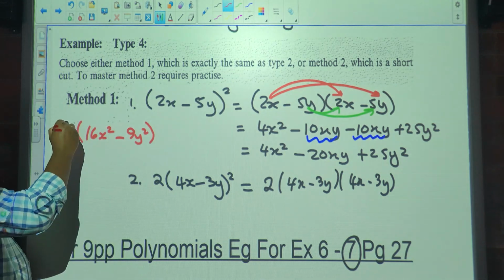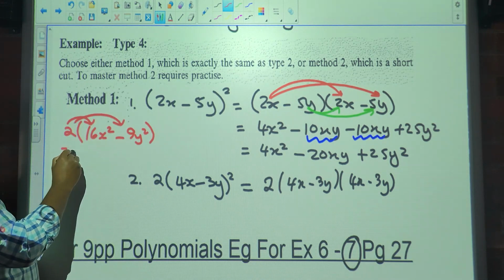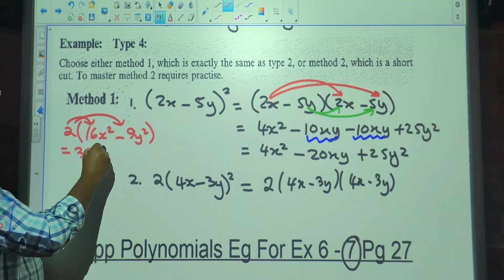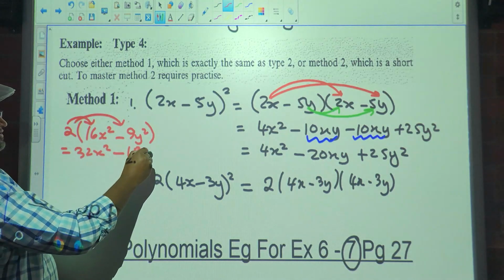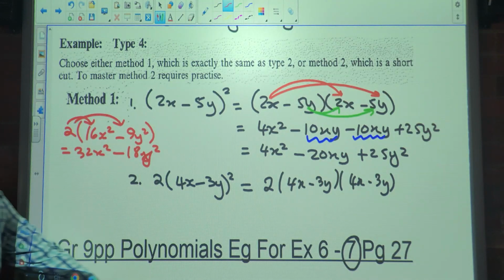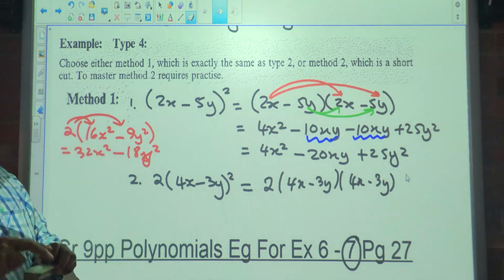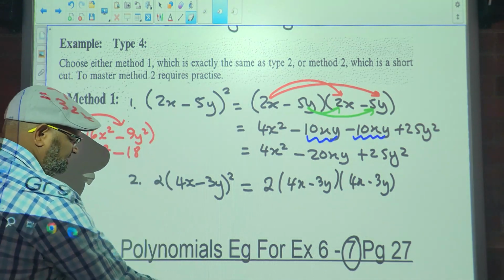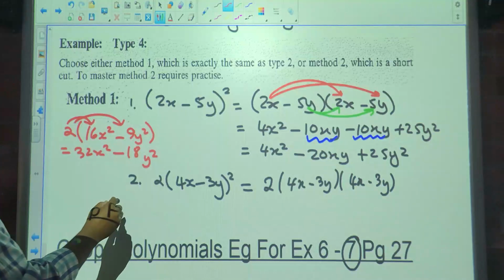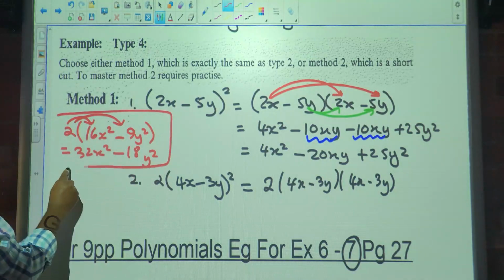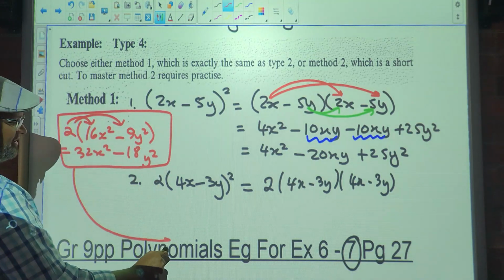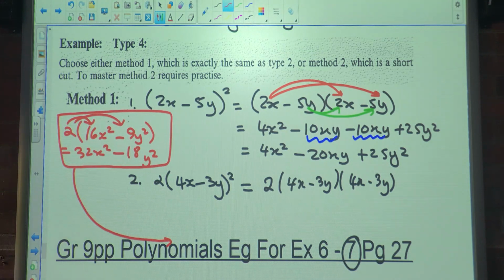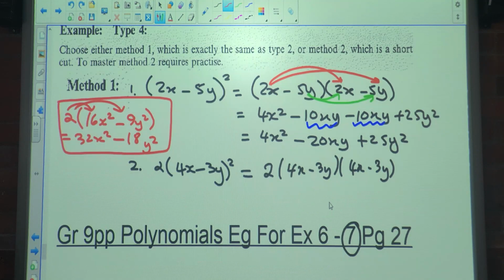So if we multiply this out, you're going to get 32x squared minus 18y squared. You all agree with that? If that is correct, then that must be the same as the answer we're going to get here. You all agree with that? That's correct. So with that in mind, let's conclude this answer quickly.